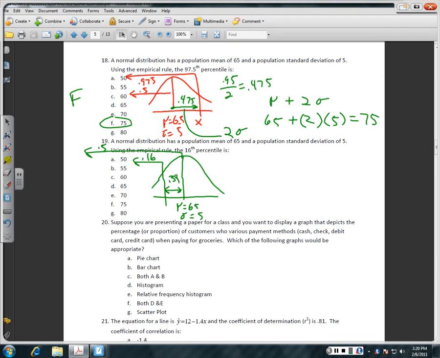That's just 0.5 minus 0.16. And that 0.34 we should recognize is 0.68 divided by 2. So this distance is 1 standard deviation. It's actually minus 1 standard deviation because we're below the mean. So all we have to do is take the mean minus 1 standard deviation, or 65 minus 1 times 5, is equal to 60.